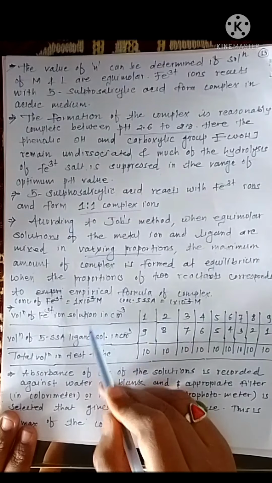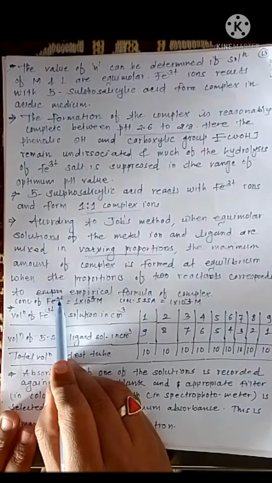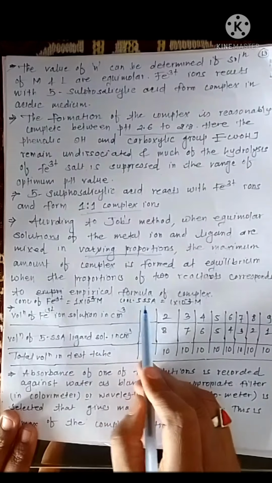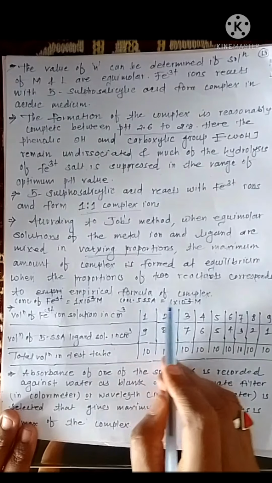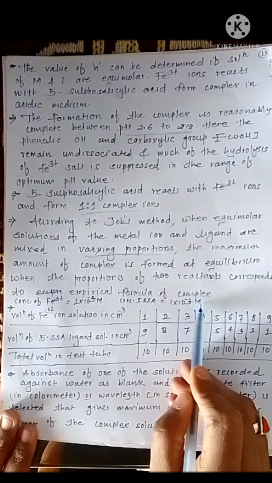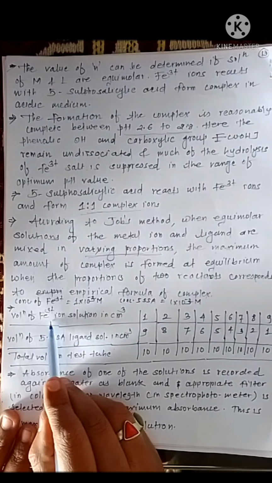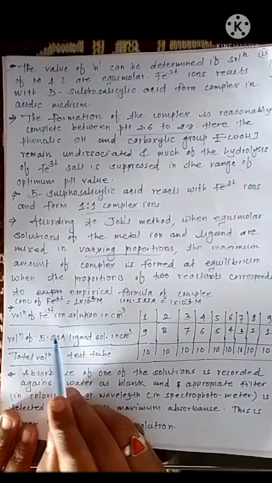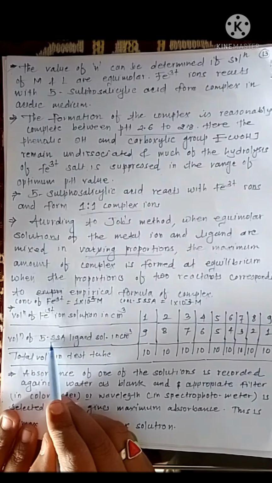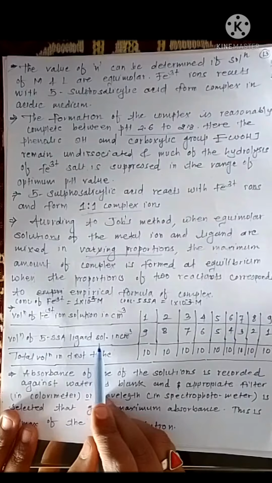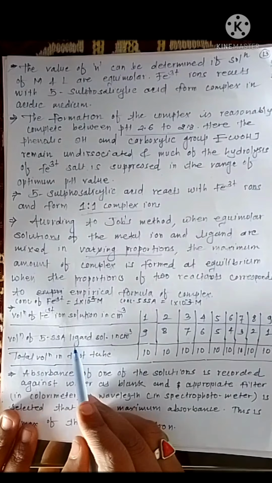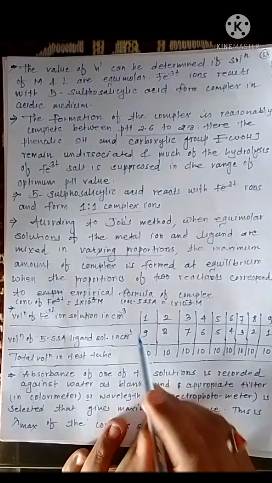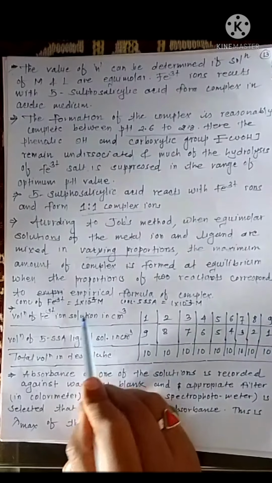Now just see this table. In this table, the concentration of Fe3+ ion is equal to 1 into 10 raised to the power minus 3 molar, and the concentration of 5-sulfosalicylic acid is also 1 into 10 raised to the power minus 3 molar. Now the first row is for the volume of Fe3+ ion solution. Second row is for the volume of your 5-sulfosalicylic acid ligand solution, and the last one is the total volume present in your test tube.